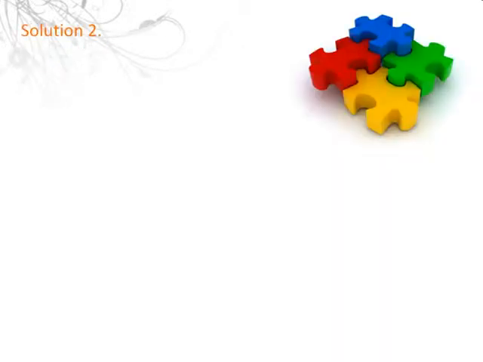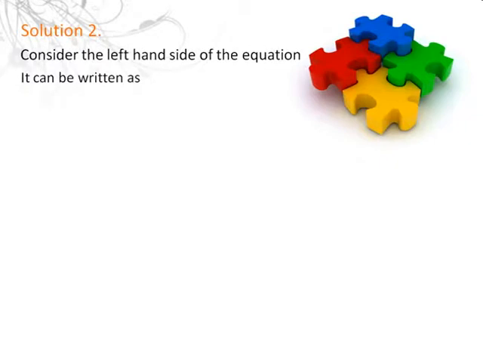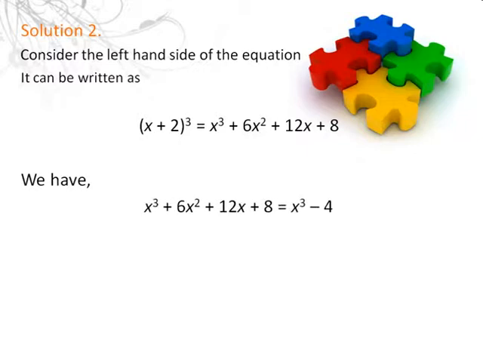Now let us look at the second part of the problem. Take the left hand side of the equation. It can be written as x plus 2 whole cube, which is the same as x cube plus 6x square plus 12x plus 8. Remember, a plus b whole cube is same as a cube plus b cube plus 3a square b plus 3ab square. We just apply that formula to get the above equation. So we have x cube plus 6x square plus 12x plus 8 equal to x cube minus 4. I just substituted the above equation into the problem.